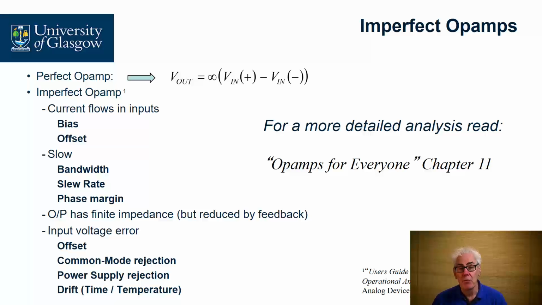In all op-amps, the output has a finite impedance, but this can be reduced by feedback, and they often have various input errors. In addition to problems at the input, we can have signal modifications, mainly dynamic errors, from common mode rejection, power supply rejection, or things due to drift over time or temperature of the part.